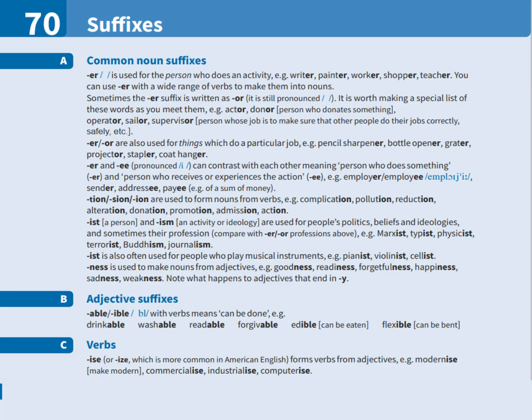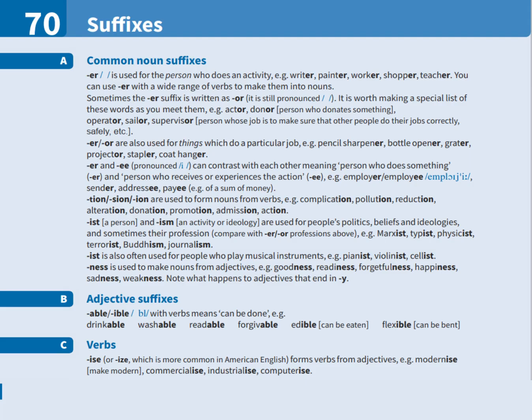A. Common noun suffixes. The suffix -er is commonly added to a verb to describe a person who performs an activity. For example, someone who writes is a writer, someone who paints is a painter, and someone who works is a worker. Other examples include shopper and teacher. The suffix -er can be added to a wide range of verbs to turn them into nouns. Sometimes the same suffix is written -or or -ar instead of -er, although the ending is pronounced in the same way. It is useful to learn these words individually.